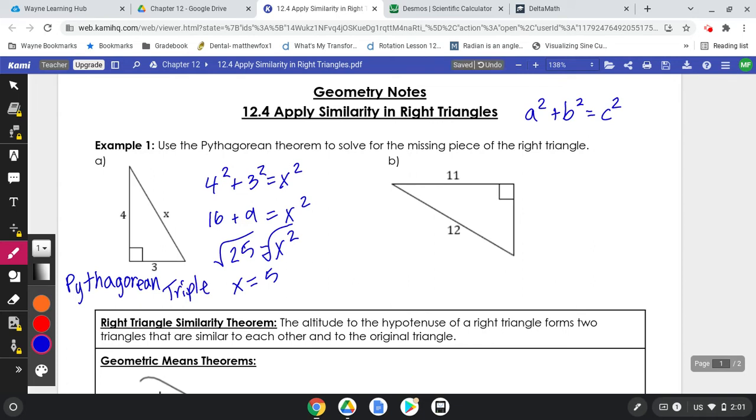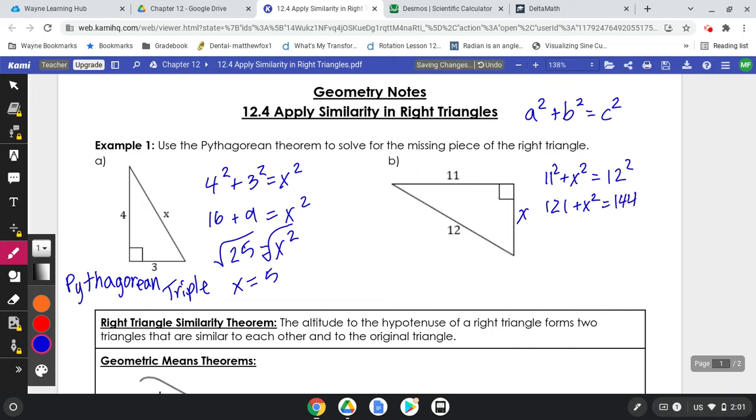All right, example B here, same idea. This time we are missing this side, so I'm going to put an x over there. And 12 has to be our c. So it's 11 squared plus x squared equals 12 squared. 11 squared is 121. And that will all equal 144.